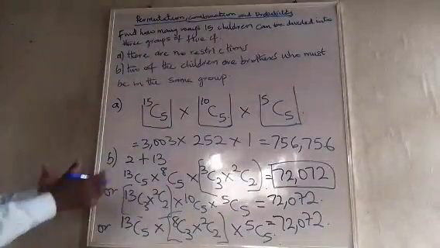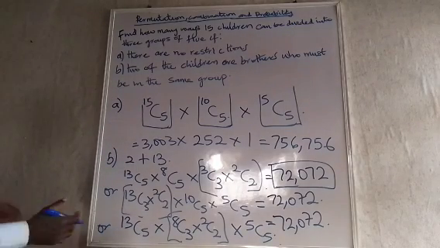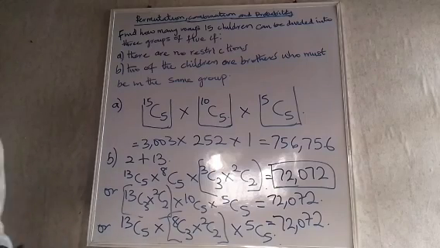I just feel I should give you this explanation and treat this question, so you can see the dynamics in handling permutation, combination, and probability. Let's quickly look at another one.